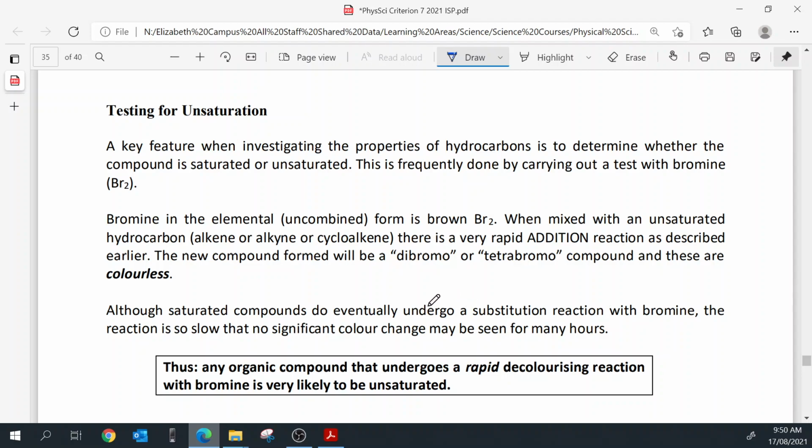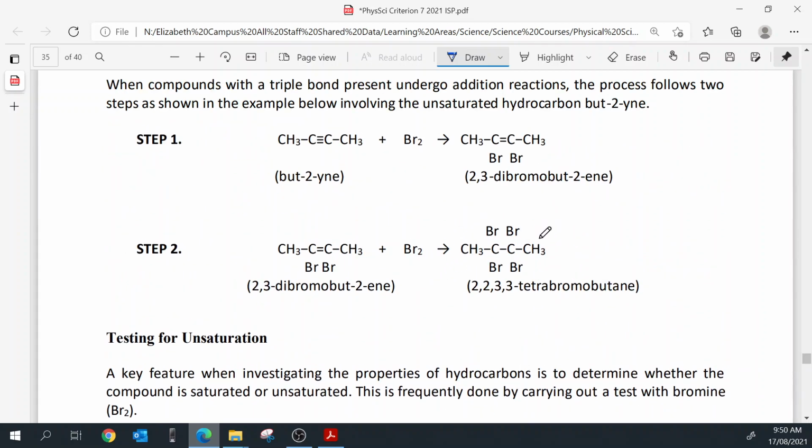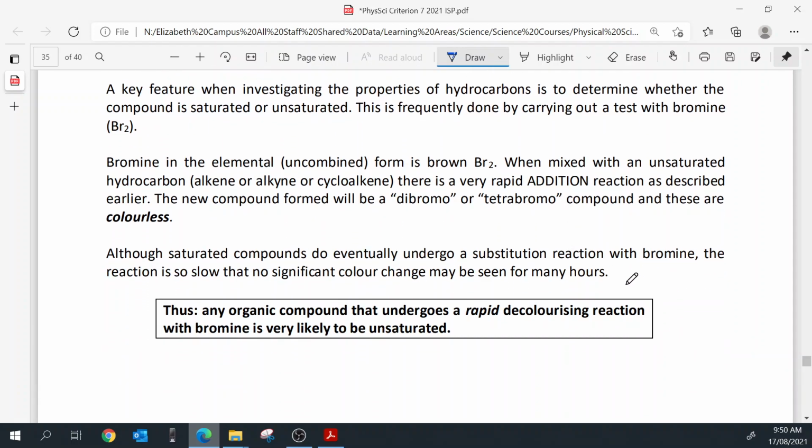Bromine, if you've been able to use it in the lab, it's great. But if you haven't, it's a brown liquid, and when it is mixed with an unsaturated hydrocarbon, there is a very rapid addition reaction, as described earlier, and the new compound formed will be a dibromo or tetrabromo compound. This one is the tetrabromo, and we saw the dibromo up the top in our example. The new compound will be colorless, so it will go very rapidly from brown to colorless.